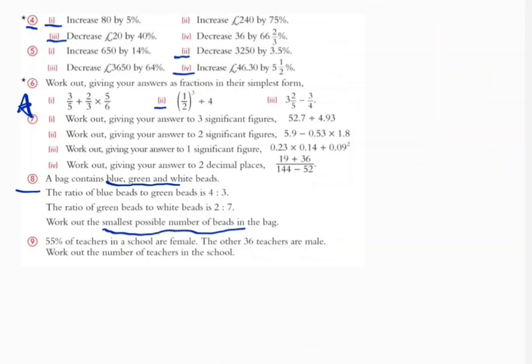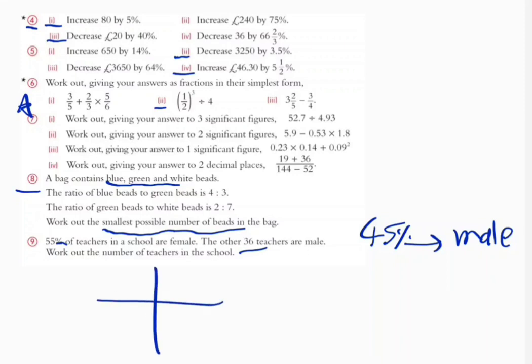Right, now let's do the last one, which is like a percentage. It says that 55% of teachers in a school are female, the other 36 teachers are male. Work out the number of teachers in the school. So this one is very easy because we know that as 55% of teachers in a school are females, 45% of them are men or males. So 45%. And now we can use this in order to work out the total number of teachers straight away.